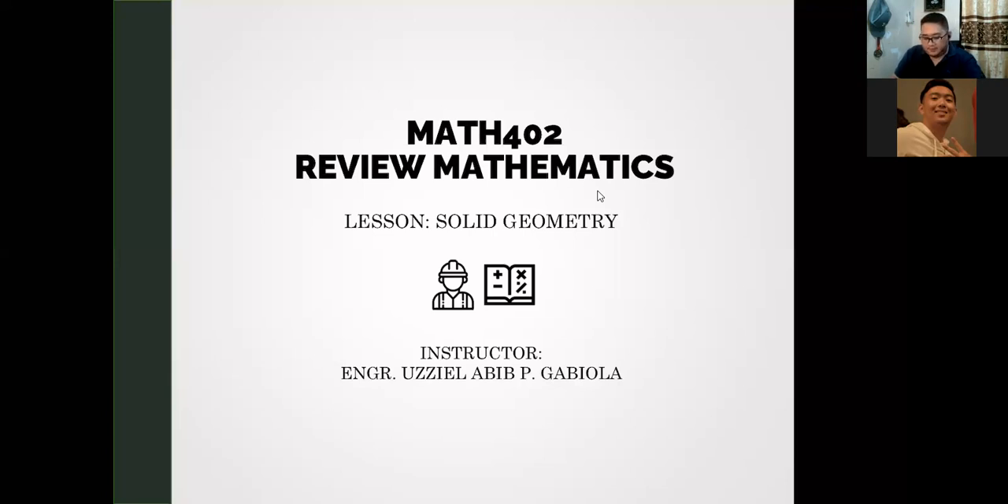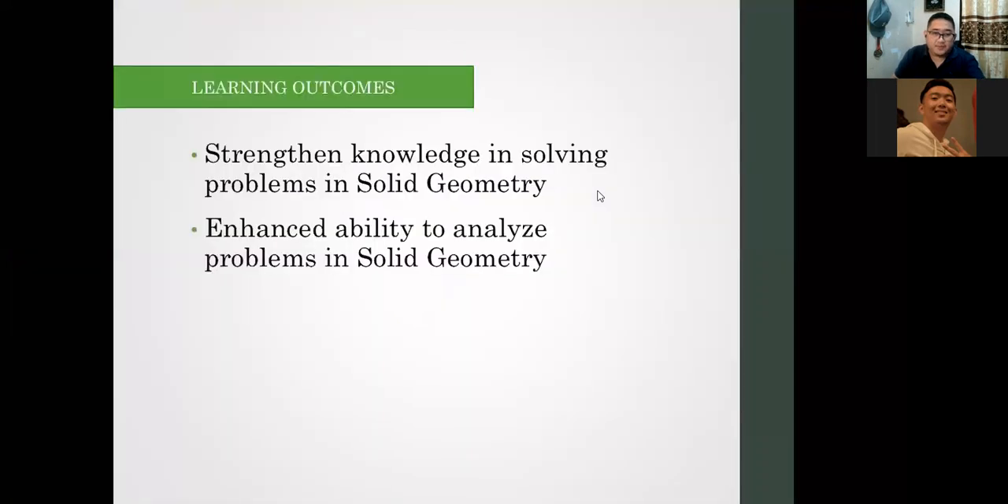Okay, so what are our learning objectives for this session? First is strengthen natin yung knowledge sa solid geometry. And next is enhance ability ng pag-analyze ng problem natin in solid geometry.